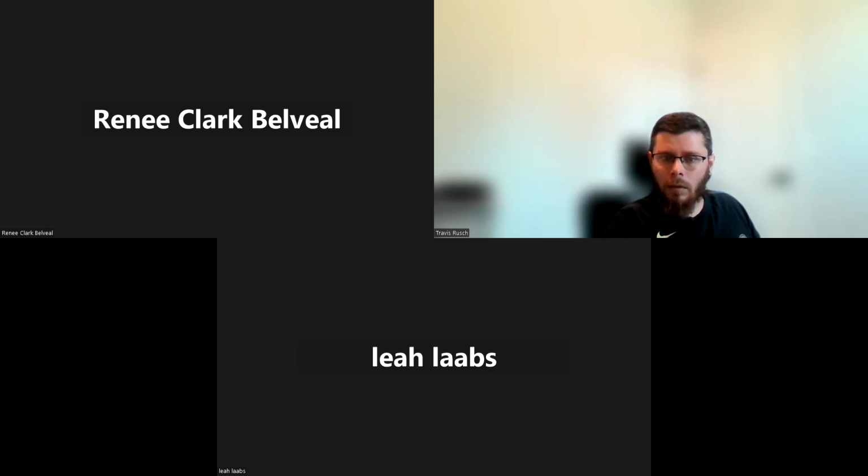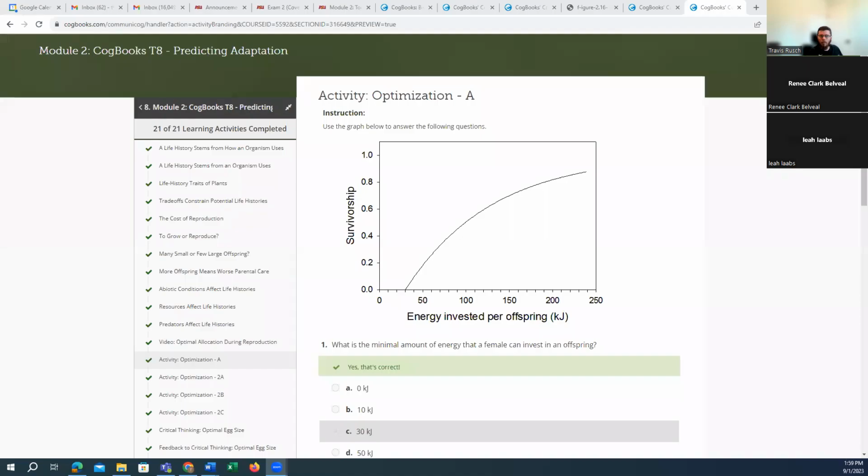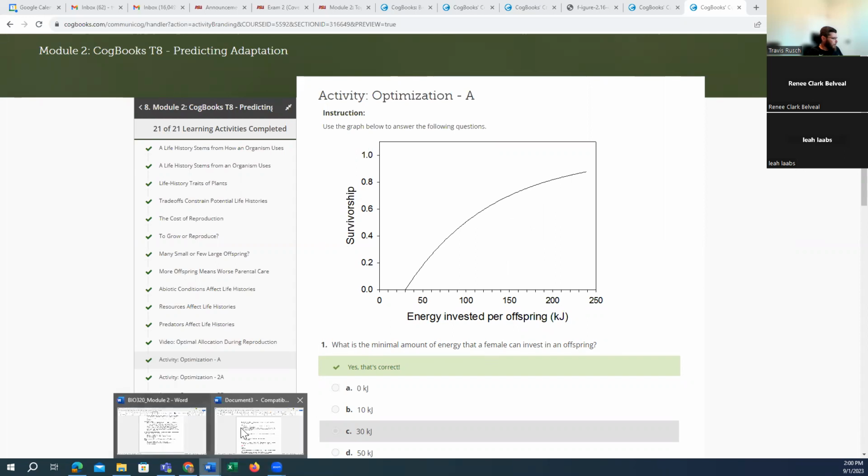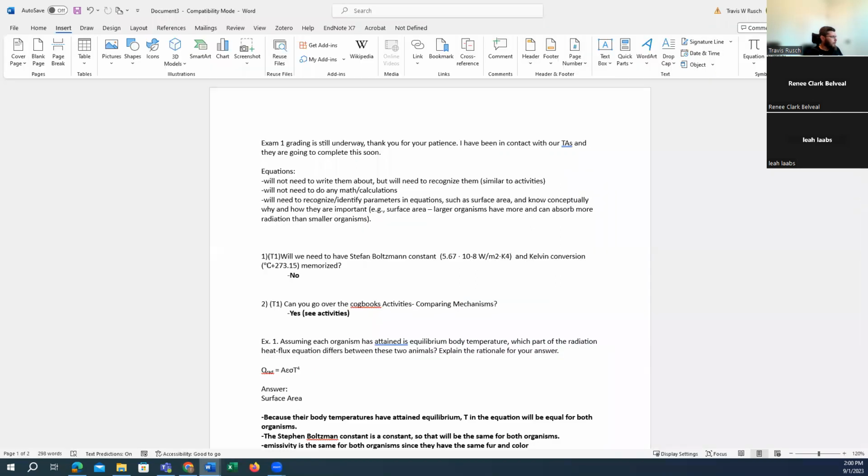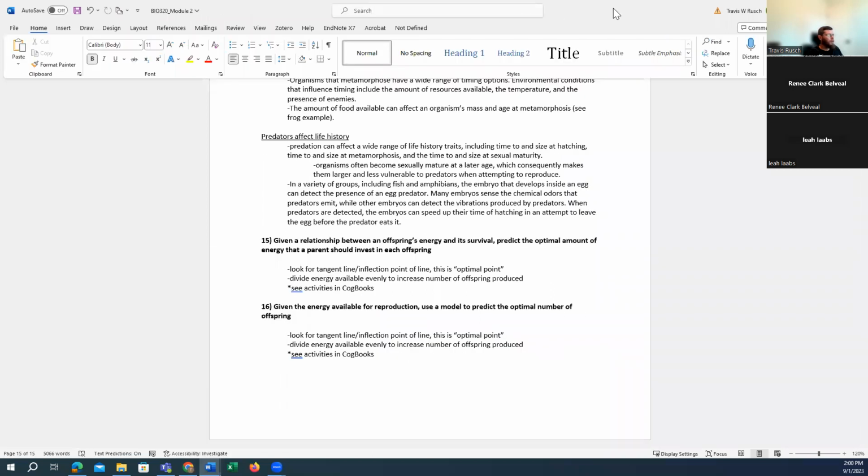Okay, let me share my screen quick. Okay, so that goes back to these types of charts. And if we just go back to this one real quick, so this is the minimum amount of energy, right? That's right here. That's this point, the minimal that can be invested. But if we say, what was your question? It was 15. Sorry, let me. This one.